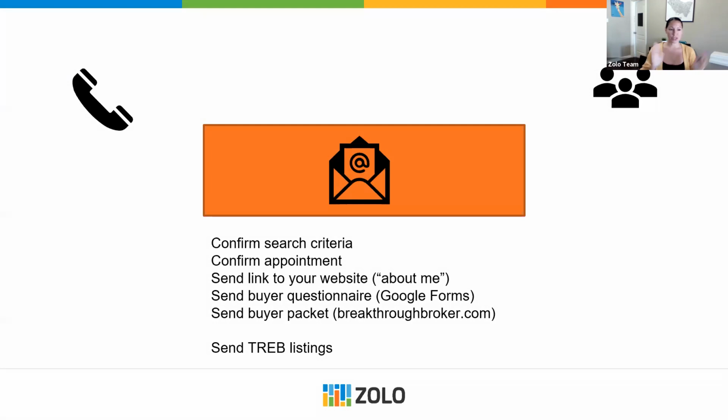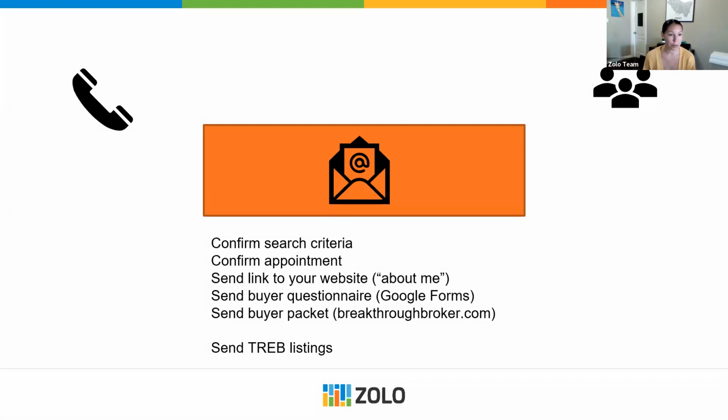So here's something that you can do between the initial phone call and that showing. You can send them an email, right? And so you can actually send them an email with your buyer presentation. So you can confirm their search criteria, right? You were listening to what it is that they're looking for, so you can reiterate that back to them. You're confirming their search criteria because you're also going to be setting them up on a Treb search, right? So they're going to be getting emails directly from you with listings that they're interested in that fit their budget.